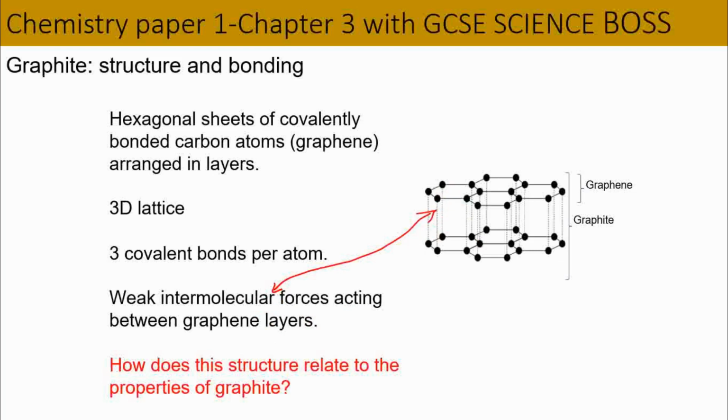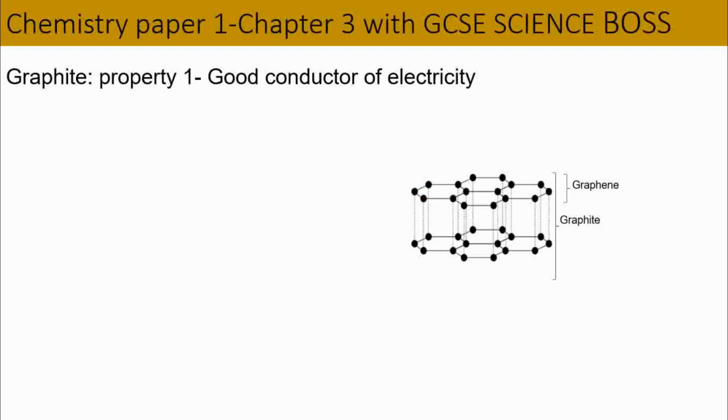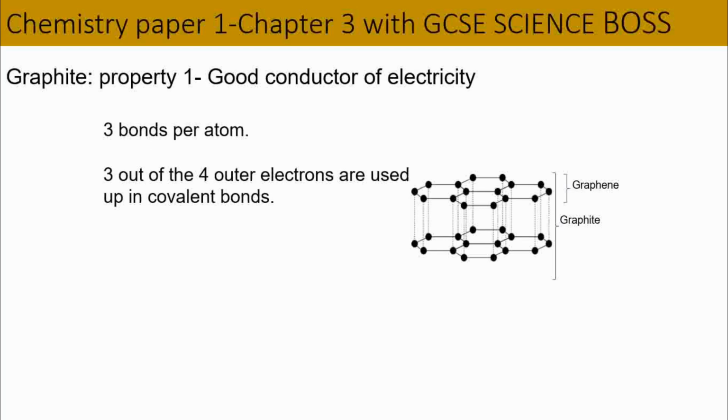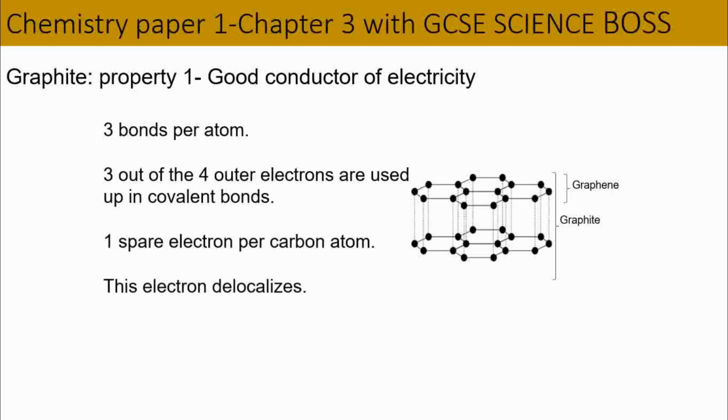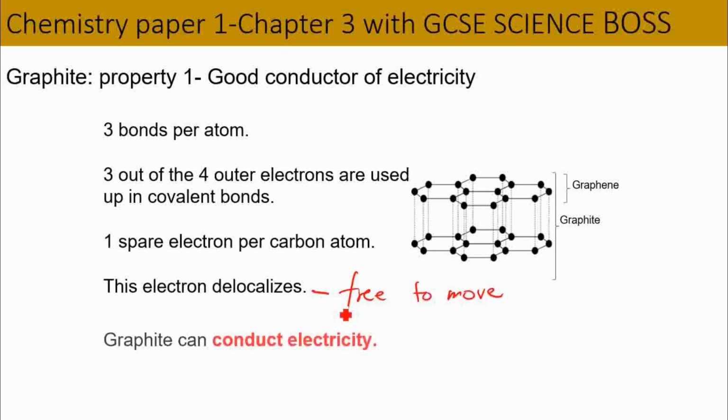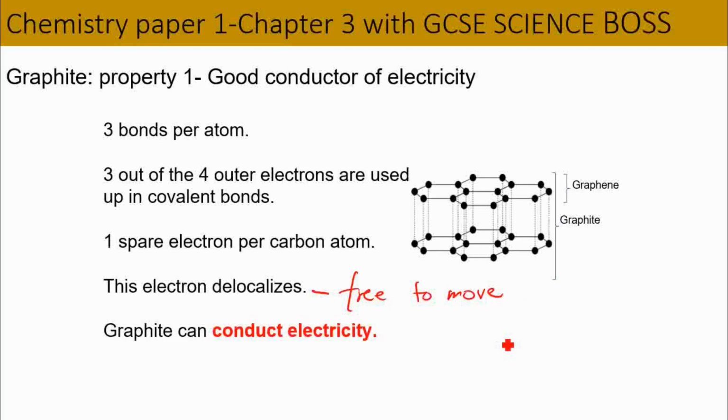Now, how does this affect its properties? Property number 1, excellent conductor of electricity. You should see this coming because you have 3 bonds per atom. It means therefore one of the electrons is free to move. We call that a spare electron. The word they use in the textbook is delocalized. It just means that it is free to move. And because it's free to move, graphite can conduct electricity.